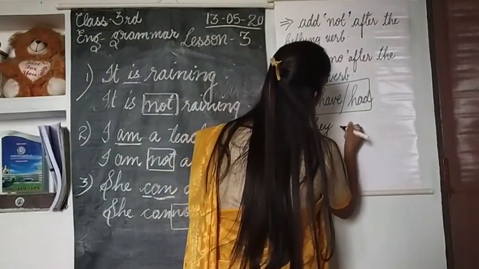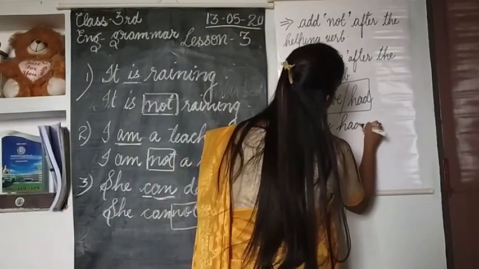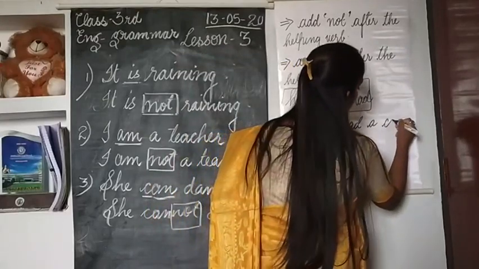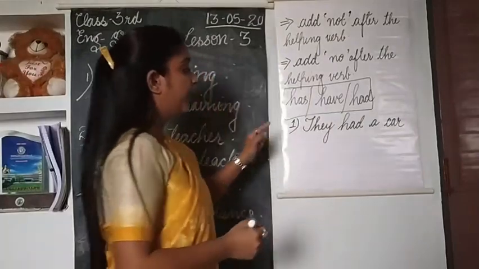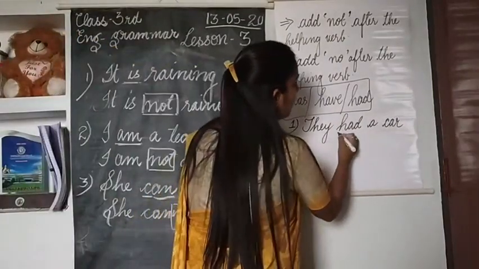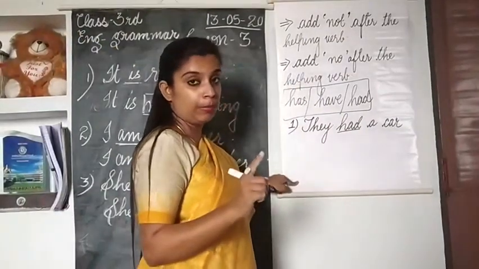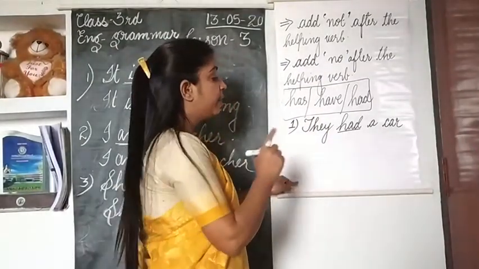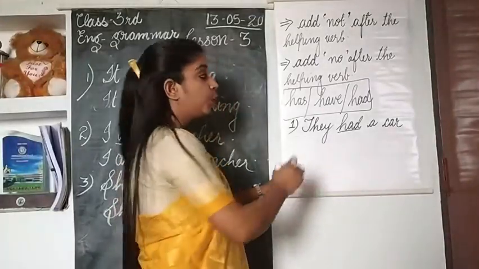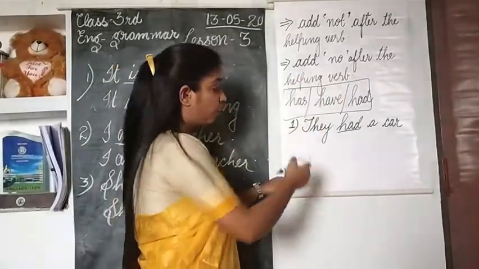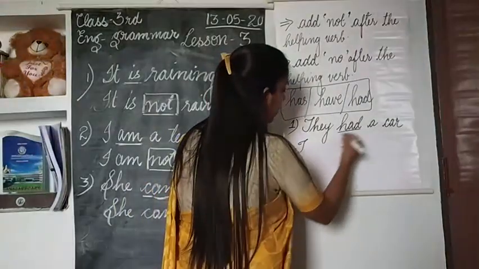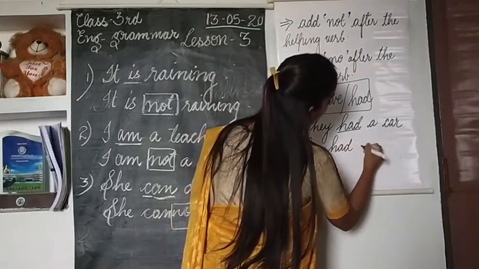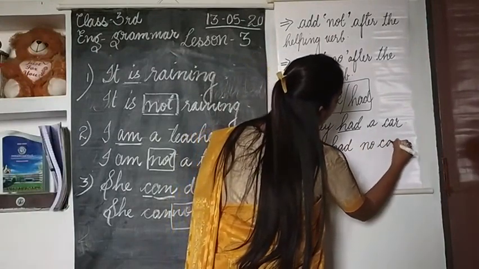They had a car. Okay, now see here in this sentence, had is used, which is also a helping verb, but has, have and had show possession, and if has, have or had is present in a sentence, you will make it negative by adding no. So what will be the negative of this sentence? They had a car. What will be the negative of this sentence? They had no car. They had no car.